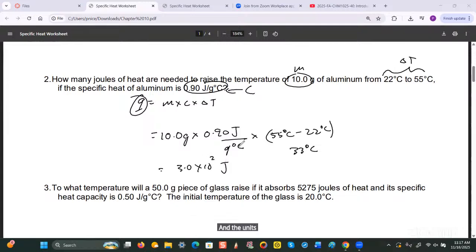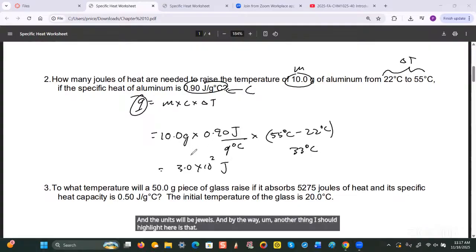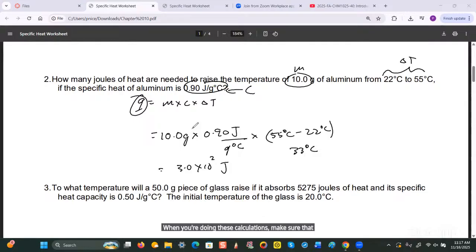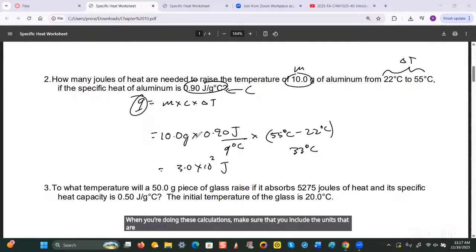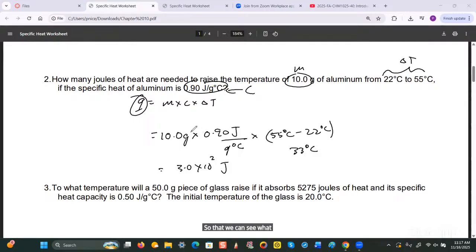And by the way, another thing I should highlight here is that when you're doing these calculations, make sure that you include the units as a part of the whole process so that you can see what units will cancel out. For example, here, the grams will cancel out here and here, degrees Celsius will cancel out there and there. So the only unit remaining would be the joule unit, and that's it. All right?